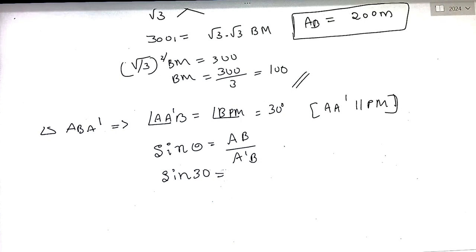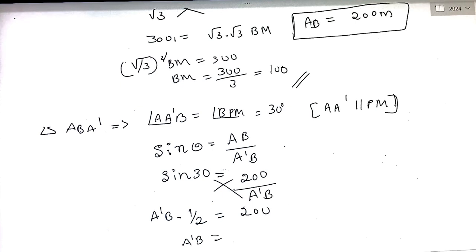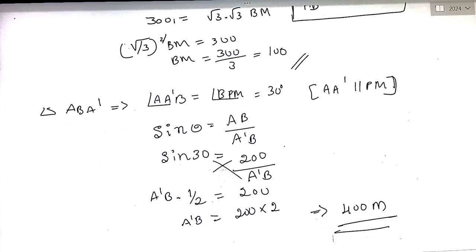Sine 30 is, what is the AB value? It is 200 and the A dash B value we need to find out. So when we cross multiply this, it will become A dash B into, what is the value of sine 30? It is 1 by 2, is equal to 200. So A dash B is equal to 200 into 2, that is 400 meter. This is the final answer, that is A dash B. Okay, so hope it's clear.